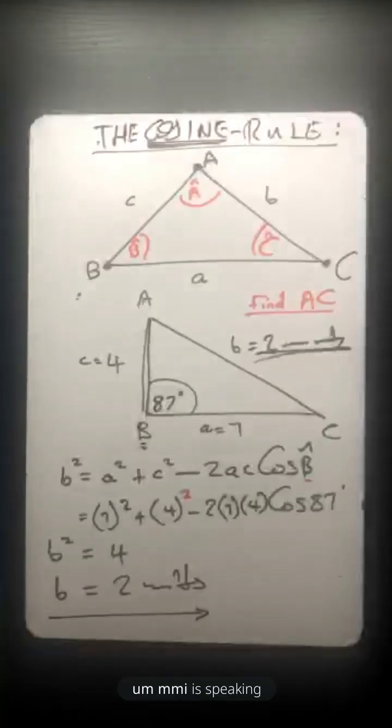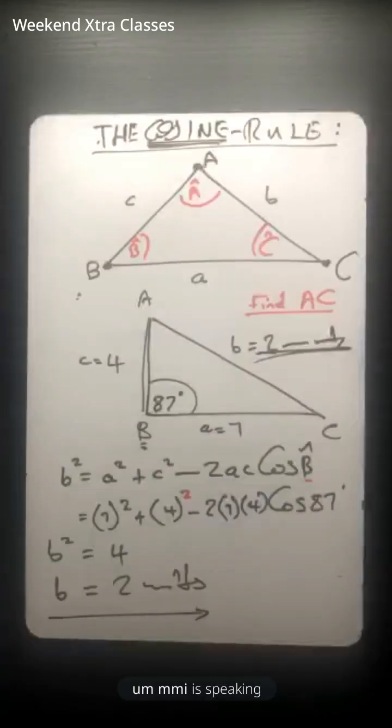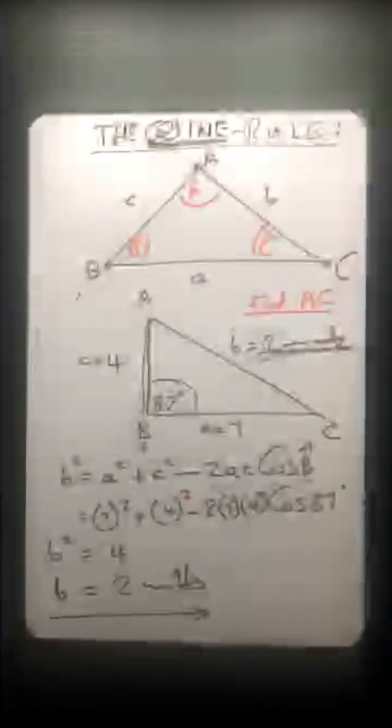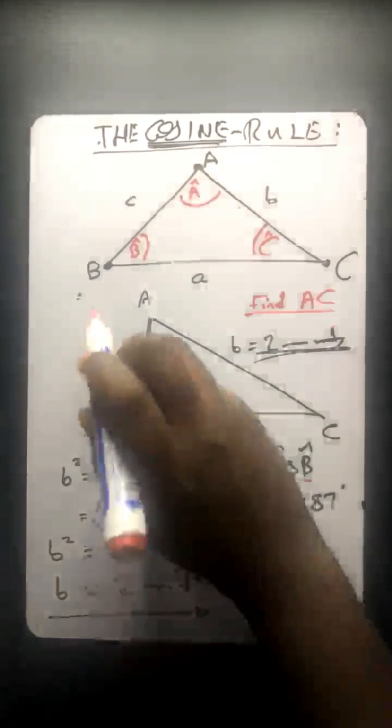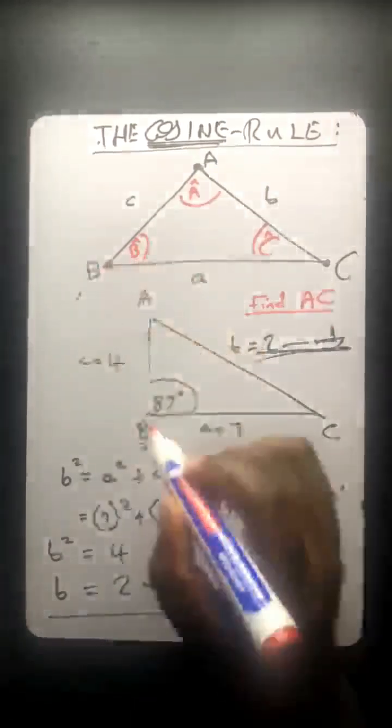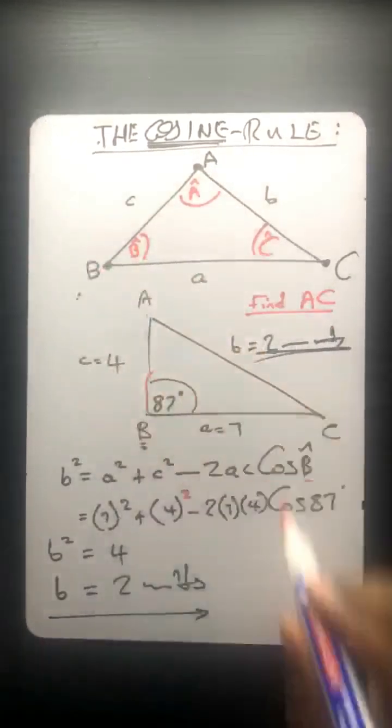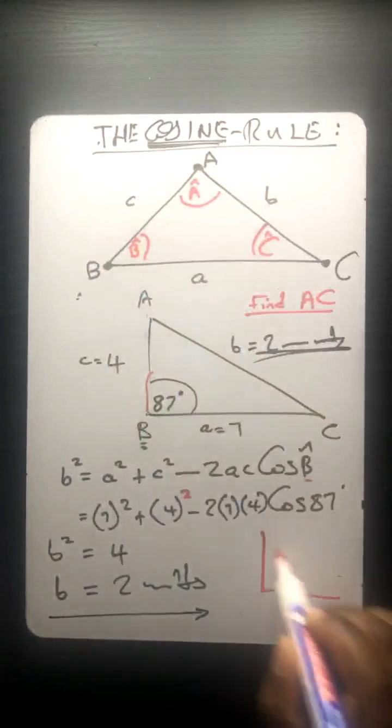Okay, you are recognized, honorable member. Sir, why are we not using 90 degrees? Why is it 87 here? It is because it is 87, honorable member. It is not 90 degrees. So I did it on purpose and drew a triangle which looks like it's a right-angled triangle.